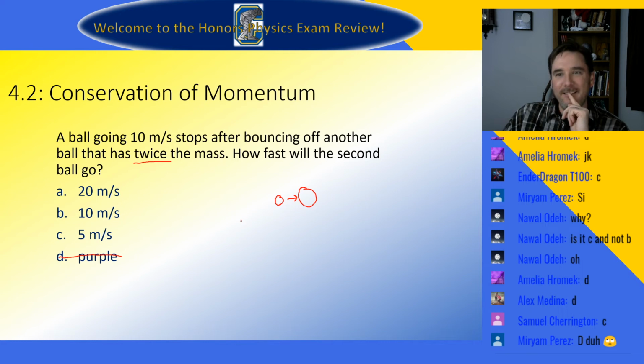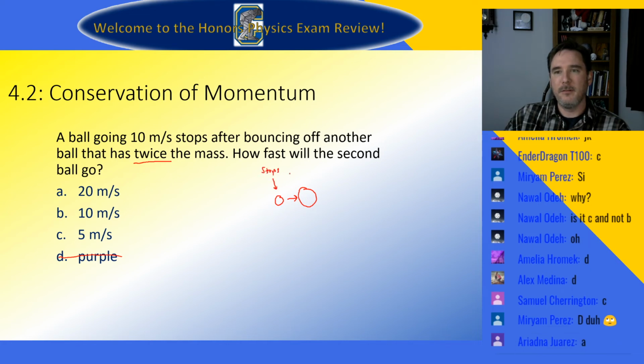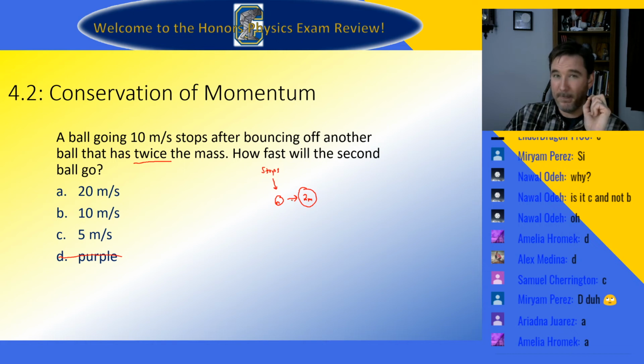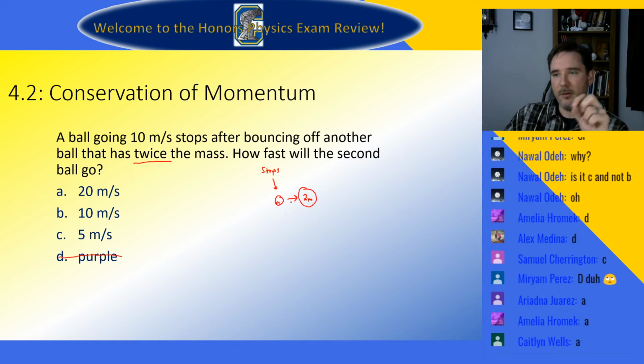All right. How fast will the second ball go? Once again, this ball stops after it hits the ball, and this ball has basically twice the mass of the second ball. So if the little tiny ball is hitting the bigger one, is the ball going to go faster, slower, or the same? It's twice the mass.